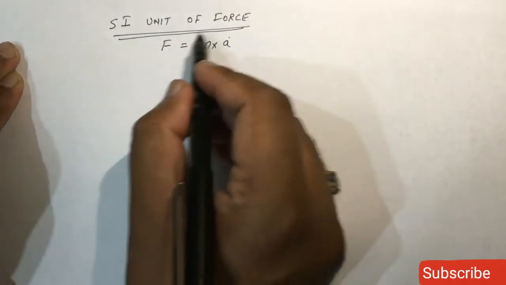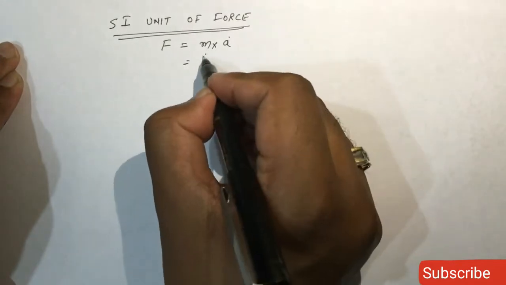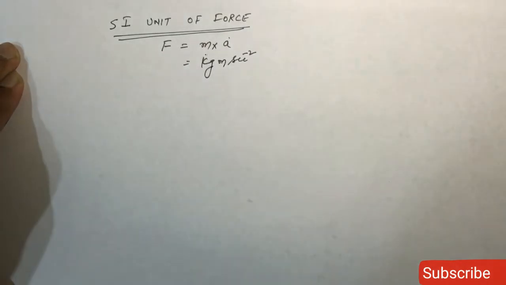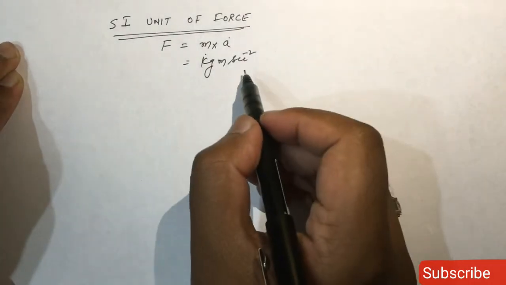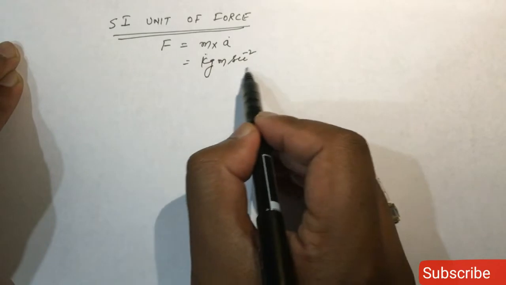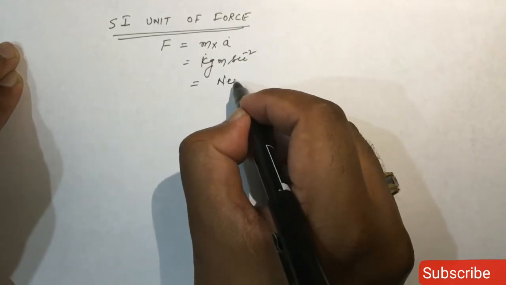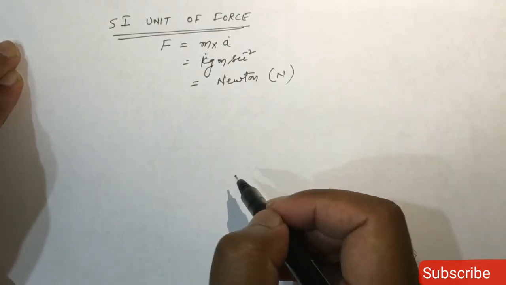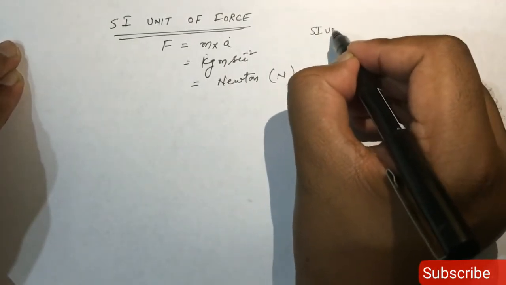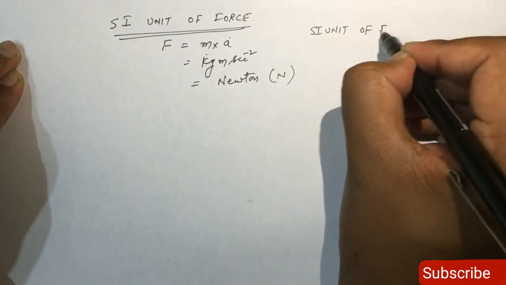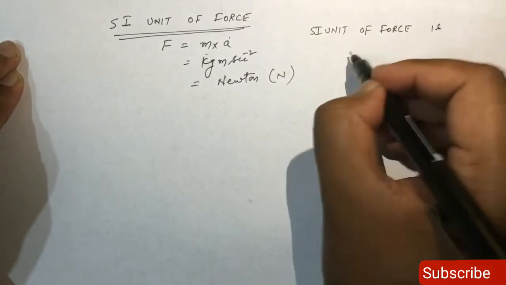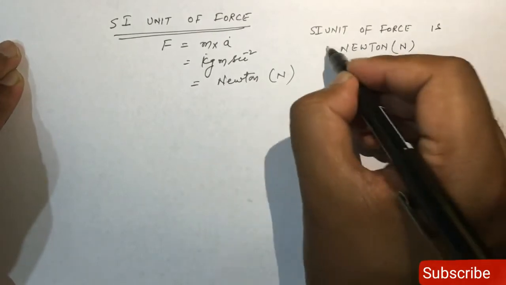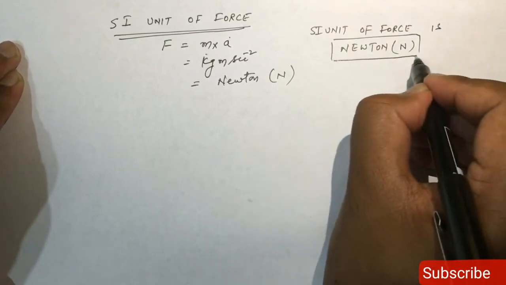Now let's derive the SI unit of force. For mass it is kilogram, for acceleration it is meter per second square, means meter second raised to power minus 2. Kilogram meter per second square is called Newton, denoted by capital N. Or you can say the SI unit of force is Newton, denoted by N, capital N.